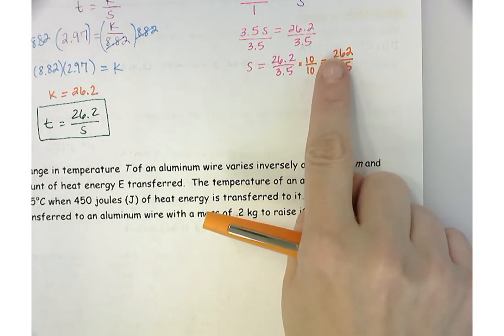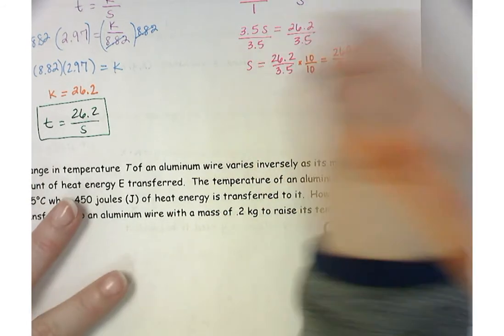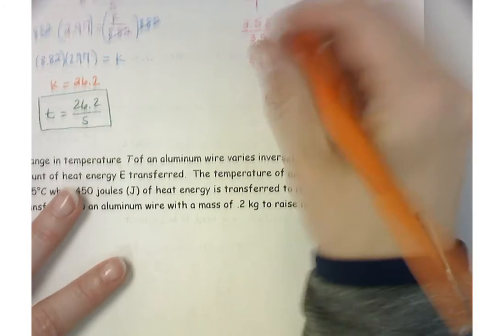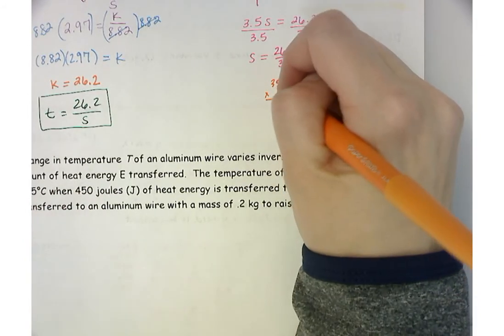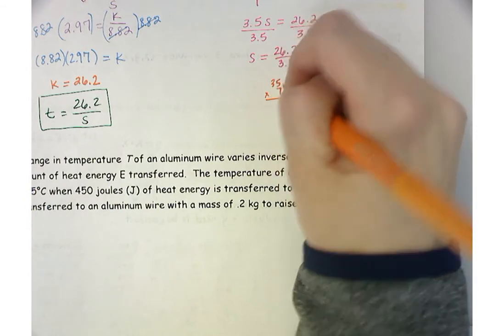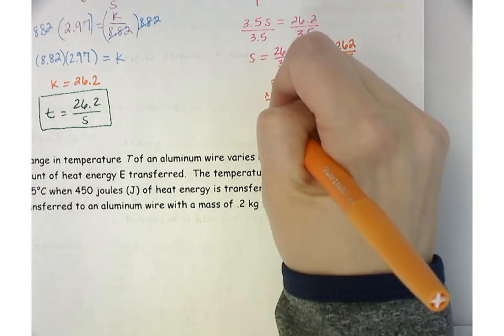So how much would be left over? How much would be left over? So I had 262. If I took out 245, how much would be left? 17. So I have 7 and 17 over 35.